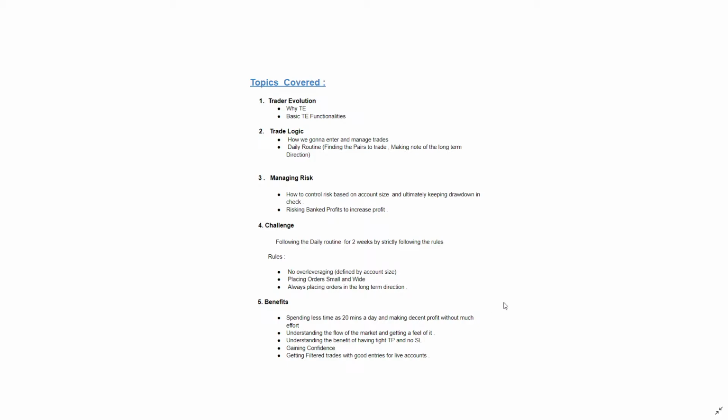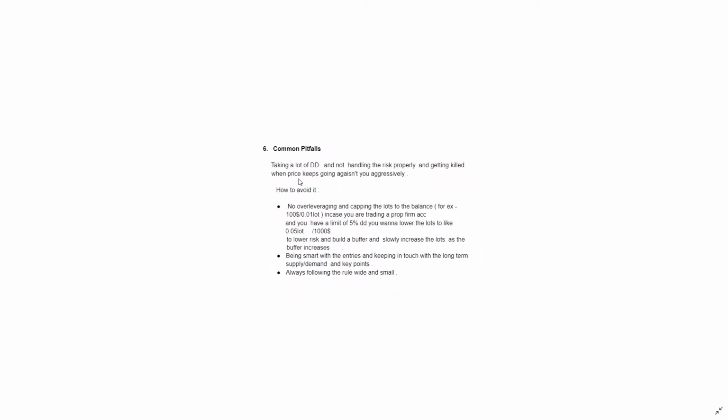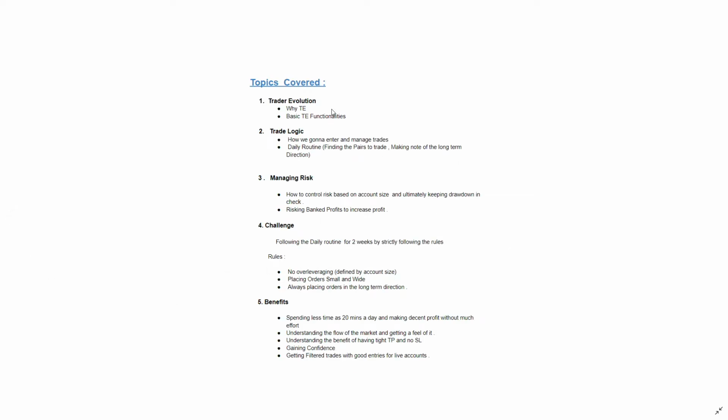Then the benefits, there are lots of benefits which I'm gonna explain in depth, and then we have the common pitfalls. I already talked about that, people take a lot of DD and they get killed, and that's the issue we face generally. So there's lots of stuff I'm gonna discuss around this. So let's start from trader evolution. I'm gonna switch to it.